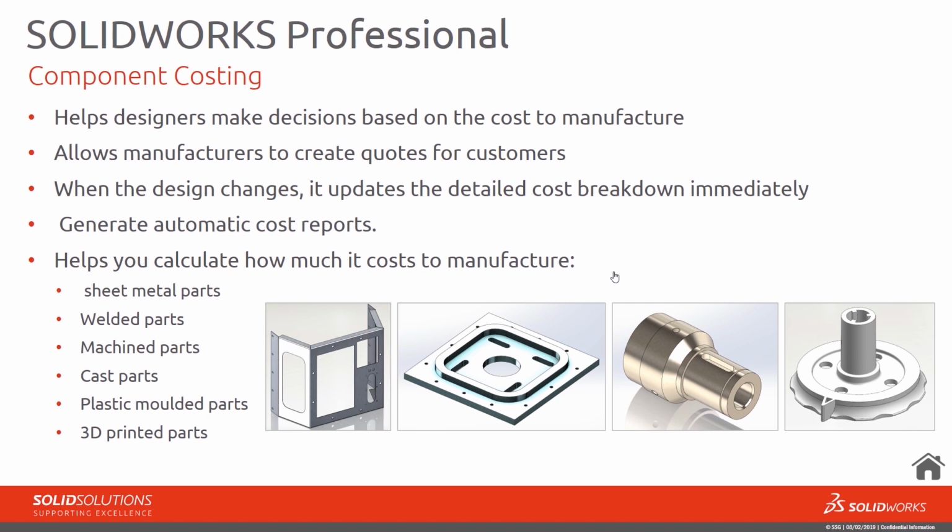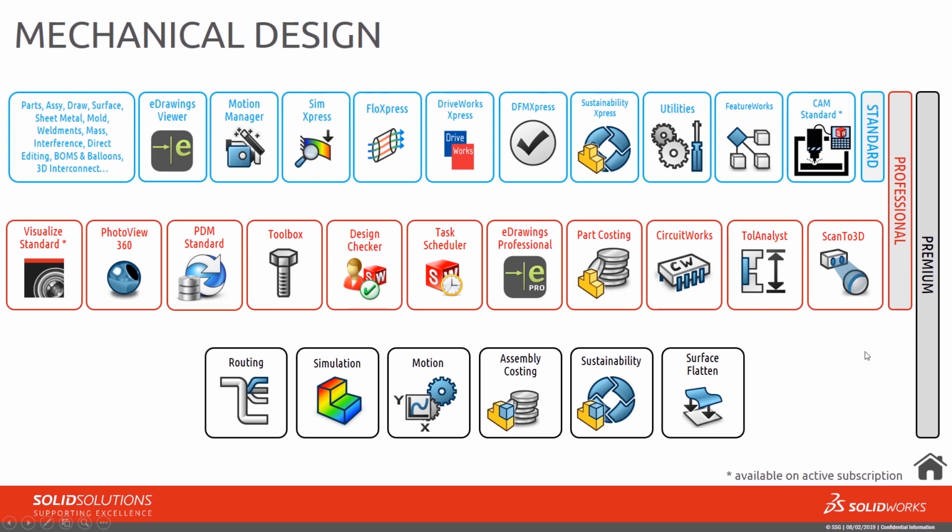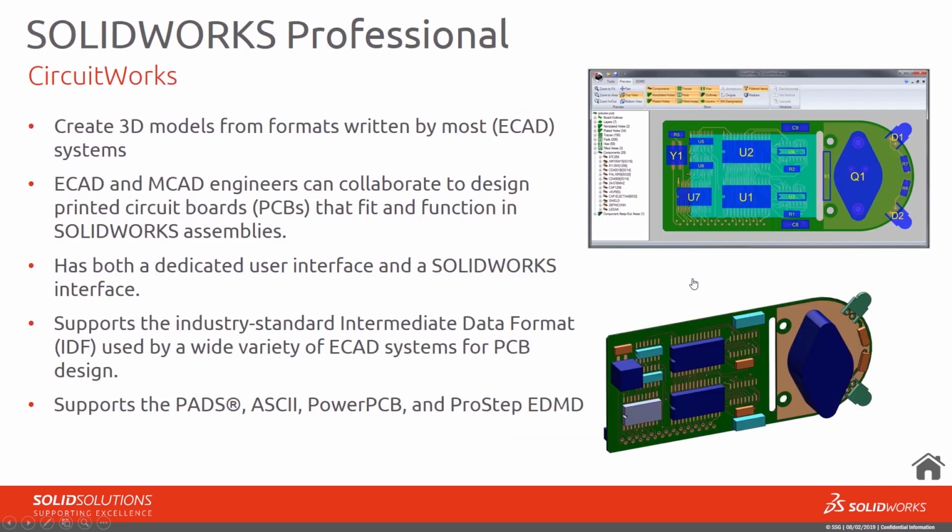So it helps designers to make those decisions on what to manufacture it out of, but also if you're a manufacturer yourself, it's a very quick way of creating quotes instead of kind of finger in the air or going through some kind of manual process. But it's a very, very powerful tool at being able to judge what the rough costs of parts might be. So that's another great tool to be using in the Pro package.